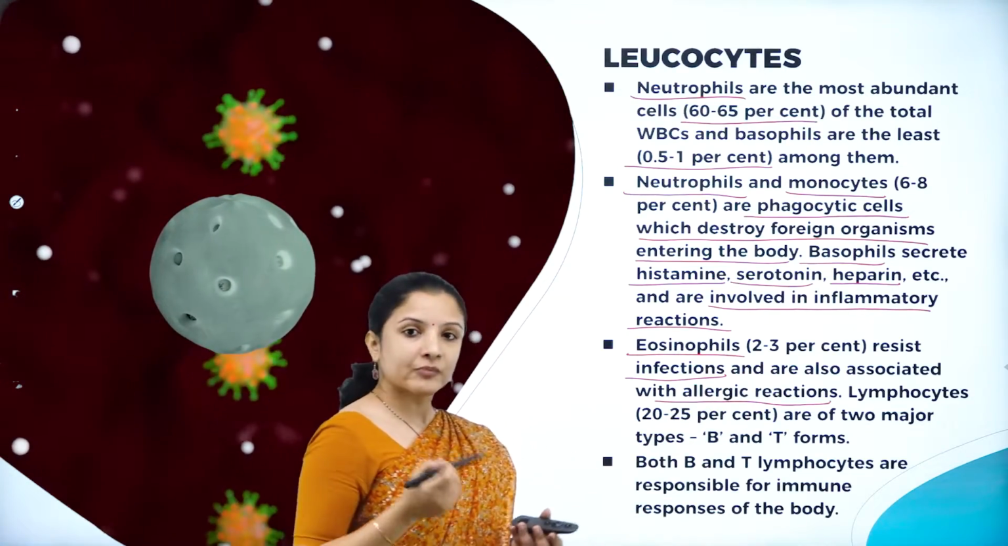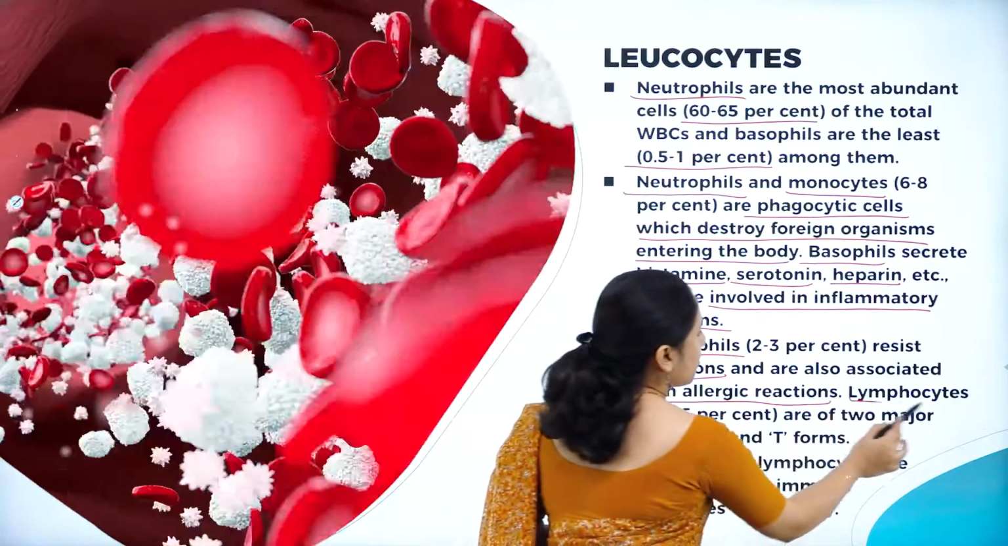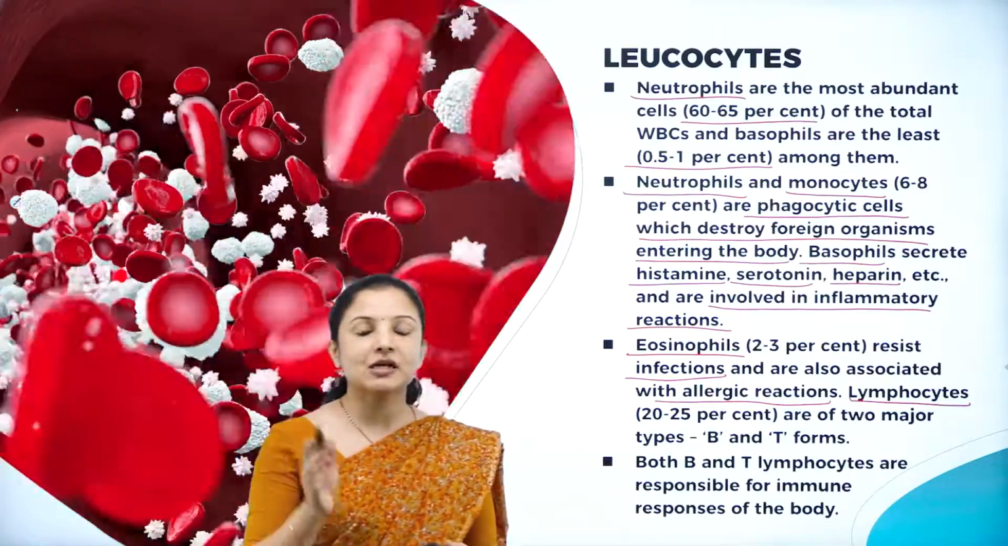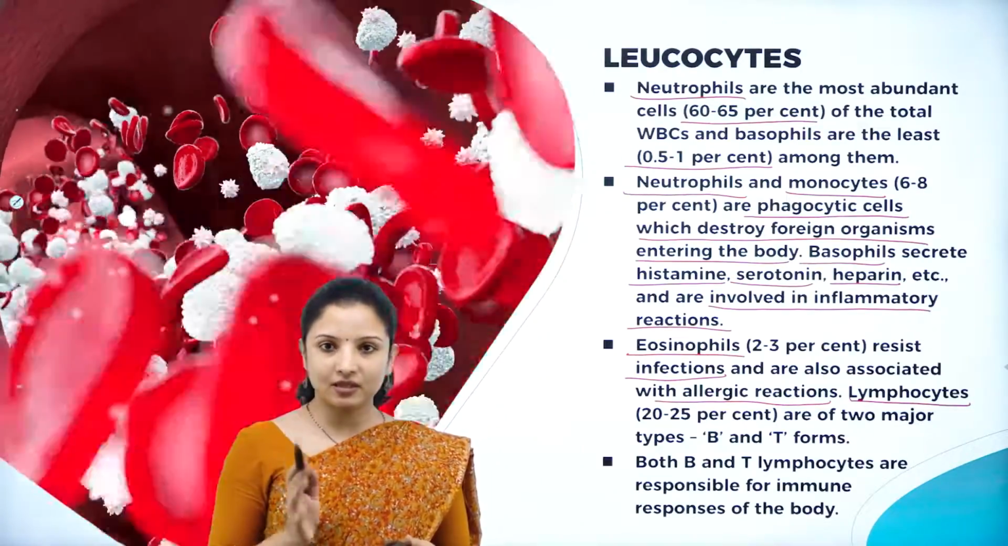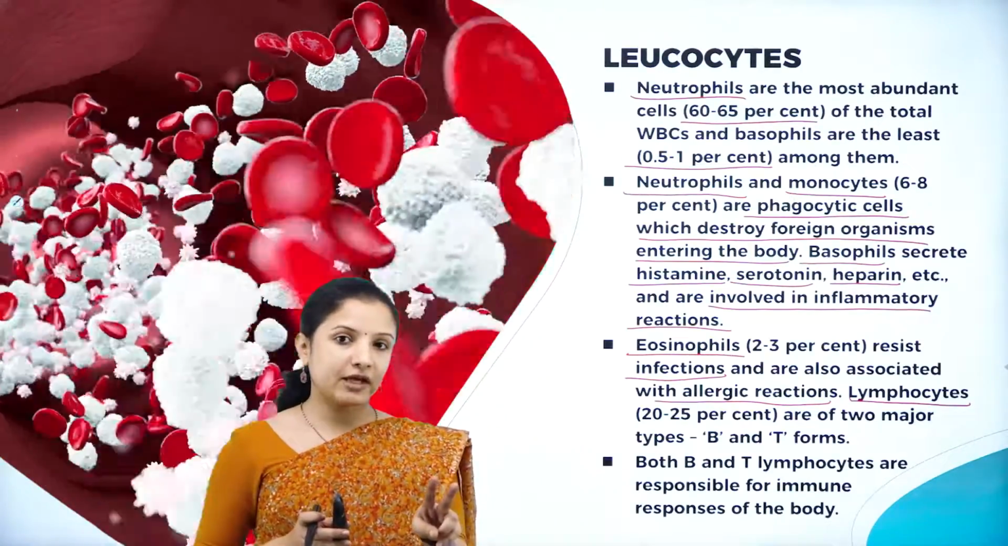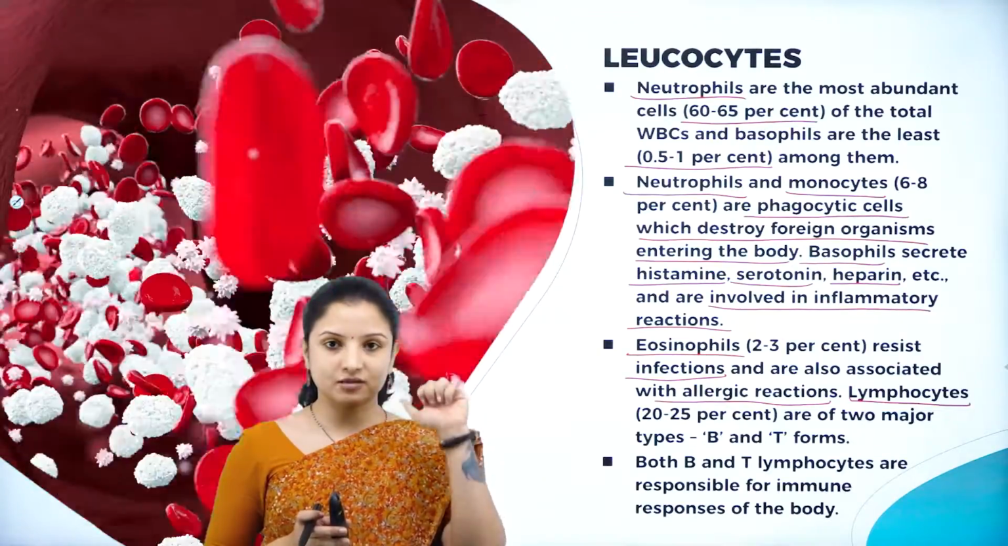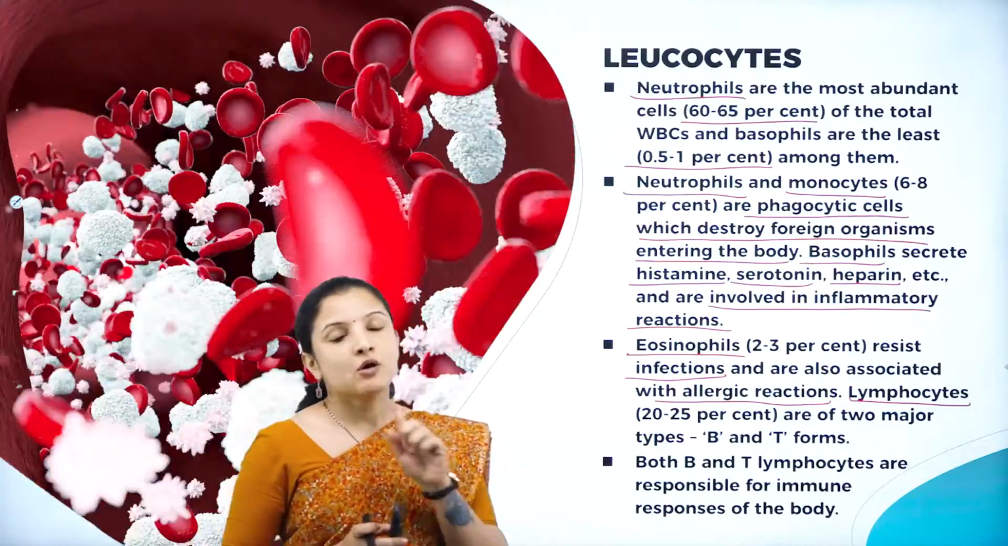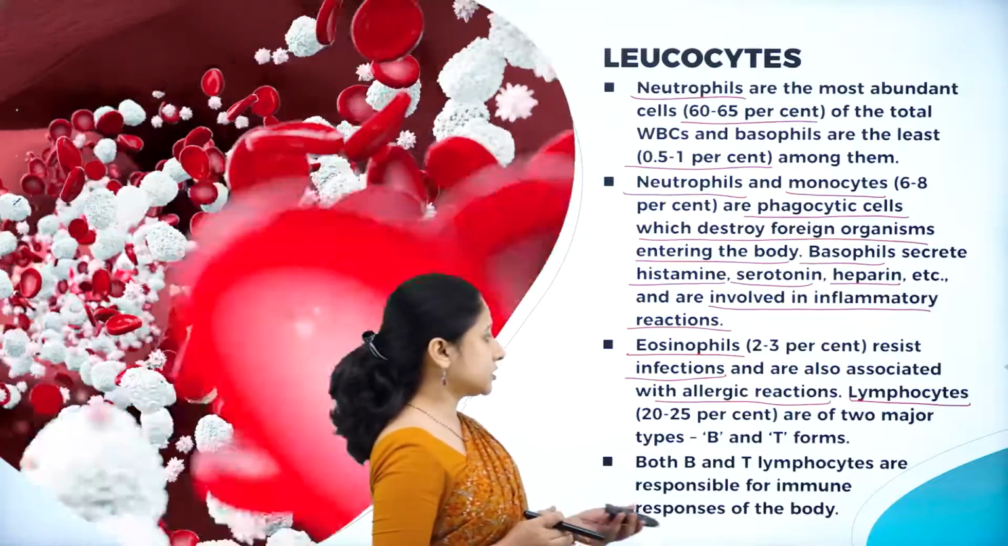And not just that, there are lymphocytes. So what are lymphocytes? Lymphocytes are the agranulocytes present in the WBC. There are two types of agranulocytes in the WBC. One is the monocyte and the other one is the lymphocyte. We shall look into what is the function of the lymphocytes.